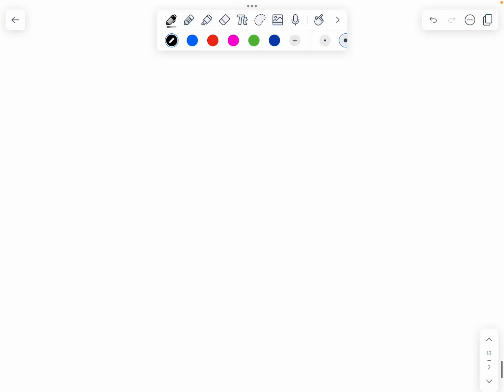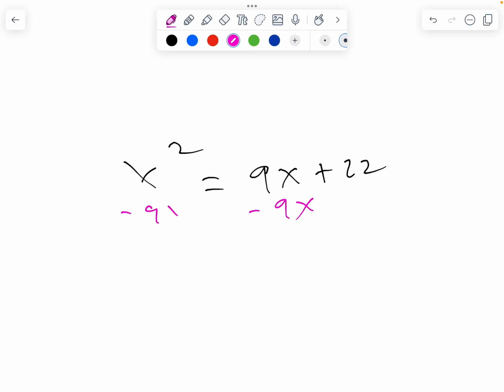Okay, what if you had something like this? What if you had x squared equals 9x plus 22? You got to make it equal to 0, so let's subtract a 9x, and let's subtract a 22.